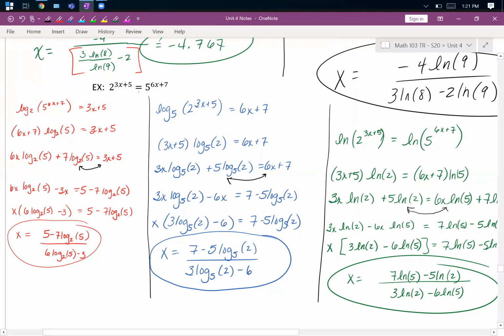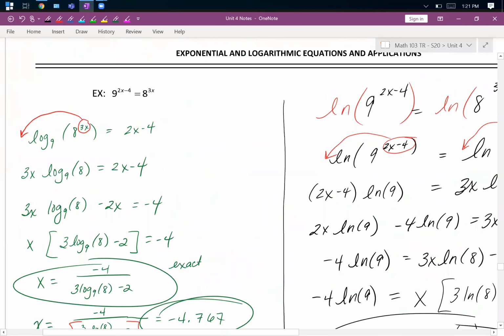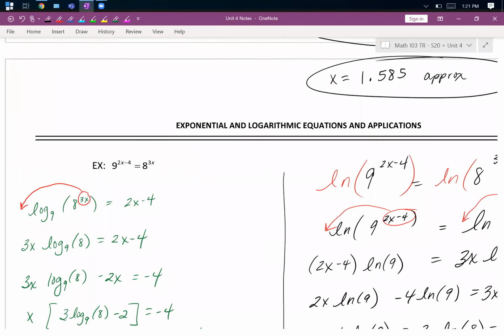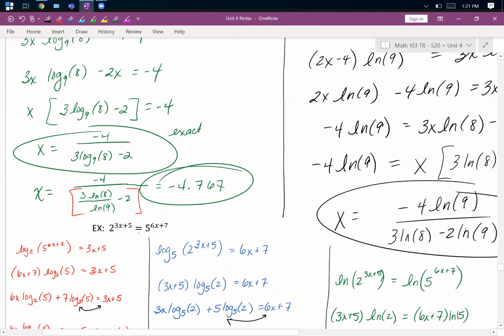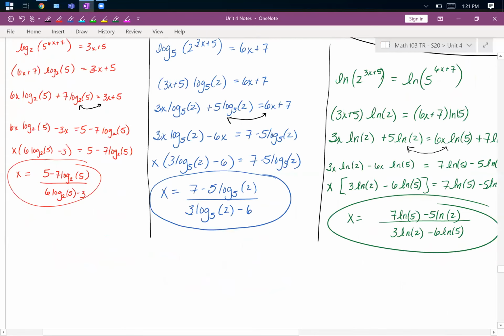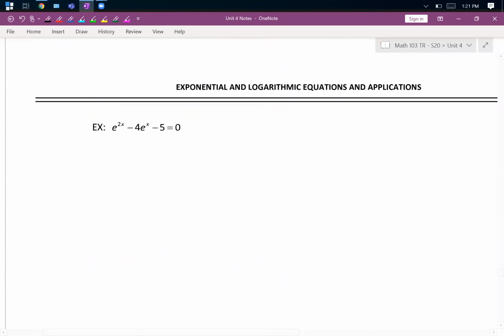You will definitely be seeing a question similar to this, maybe not with 2 terms in both exponents, but definitely one like this we'll be seeing on the final exam. All right, there is one last type I want to look at with exponentials before we move on to logarithmic equations.